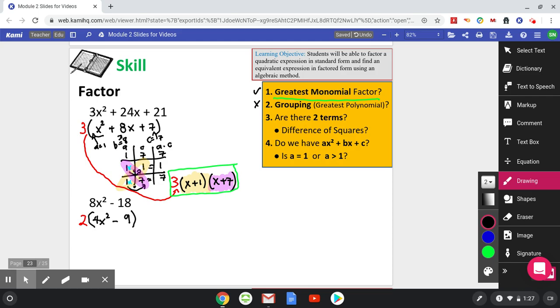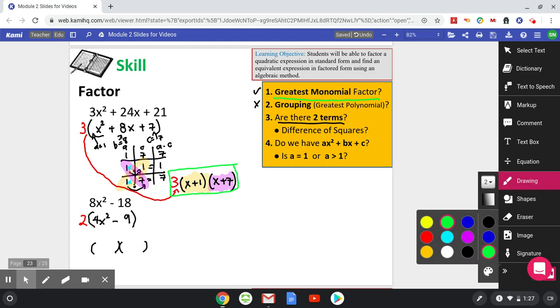The first thing to do is to ask ourselves, are there 2 terms? Well, we have the 4x squared and we have the negative 9. So yes, there are 2 terms. We will attempt to use the difference of squares method. And if you remember correctly, the difference of squares method would yield 2 factors as well.